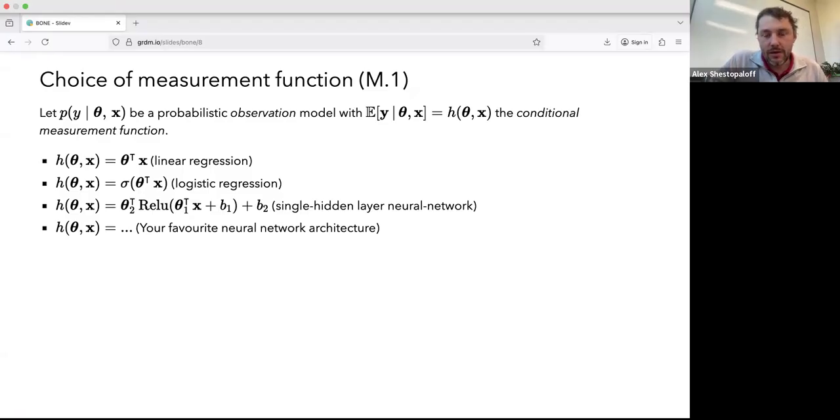So M1, modeling component 1, is the choice of measurement function. So this is a probabilistic observation model that's driven by some latent state process and some external covariates, as I mentioned before. This could be any kind of probabilistic observation model with a conditional mean defined by some appropriate measurement function. So this would be linear regression. This would be logistic regression, where sigma is the standard sigmoidal function. Then this would be a standard one-layer neural network with ReLU activations. Or, of course, this can become arbitrarily complex, where H can be substituted by any neural network architecture that we want for this conditional mean model.